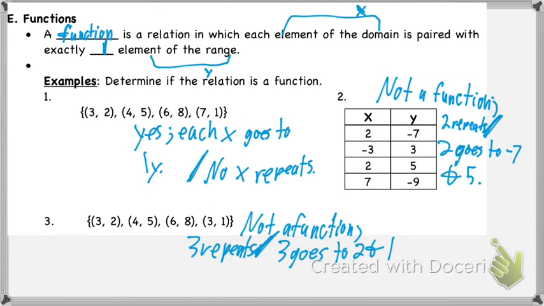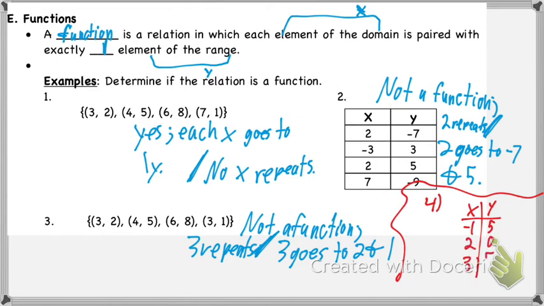If I were to give you an extra random one, maybe number 4, and I gave you this function, x, y, and I give you, I don't know, -1, 5, 2, 0, and 3, 5. This is a function. Even though 5 repeats, it's a y, we don't care. None of the x's repeat.